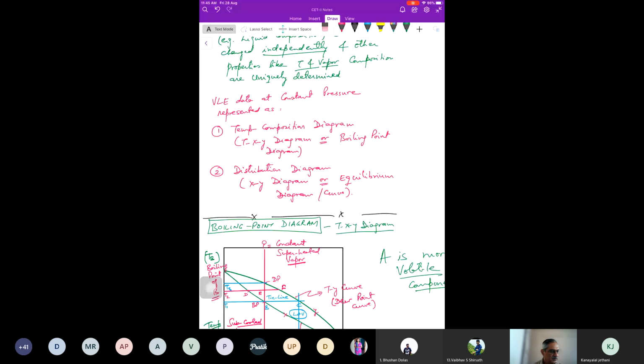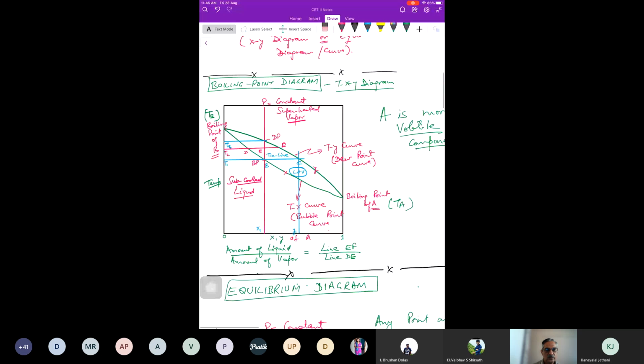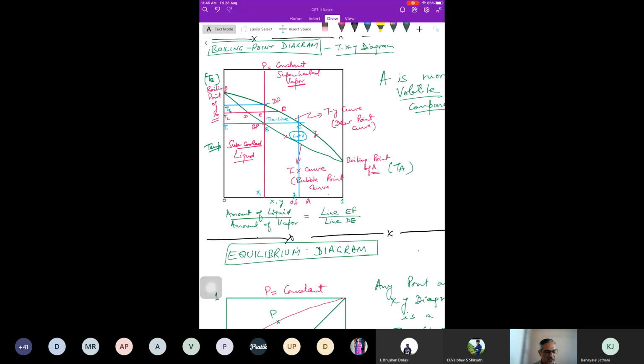So if you plot temperature on the y-axis and mole fraction on the x-axis, mole fraction of liquid and vapor, x and y both of A, and A is always taken as more volatile. What is a more volatile component? Low boiling component, right? So we always take A as the more volatile component. That means the boiling point is always less.